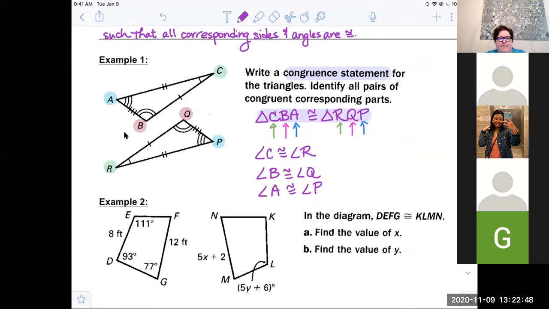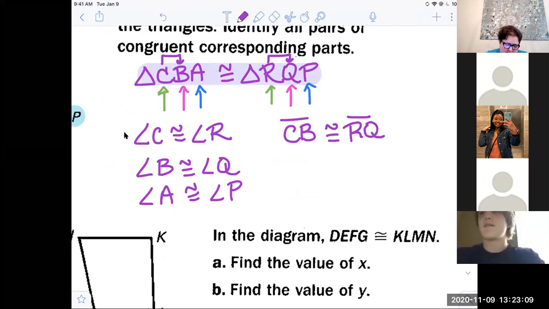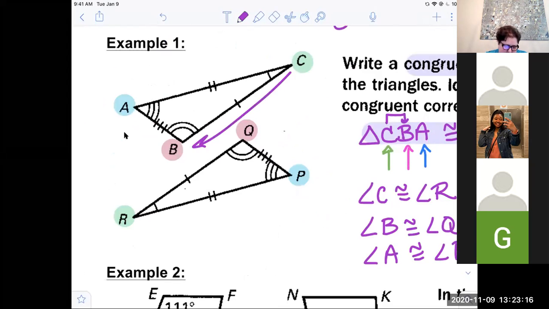When you name the segments, it's really important that you pay attention to the order. So if I were to say segment CB, for example, well, CB goes from C to B. So the vertices in the same spots would be R and Q. Now you can also get that off of the picture. So you can look at the picture and say, okay, if we went from C to B, we're going from single to double marked angle. That would have to be the same thing in the other triangle, from the single to the double marked angle, from the green to the pink, and then the green to the pink.